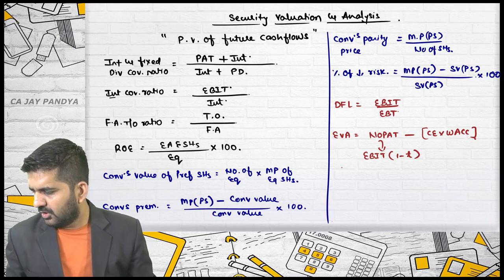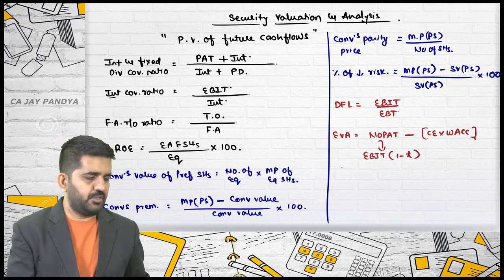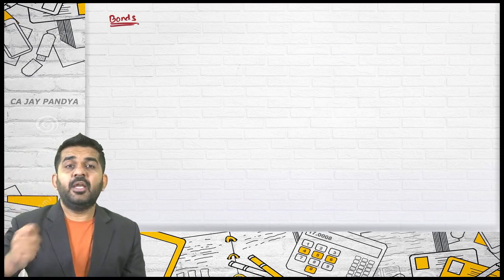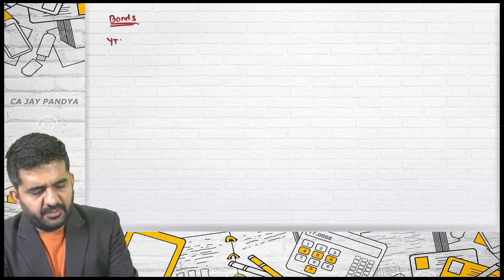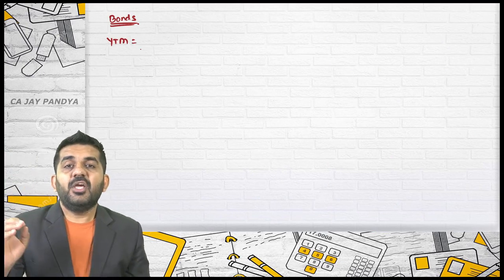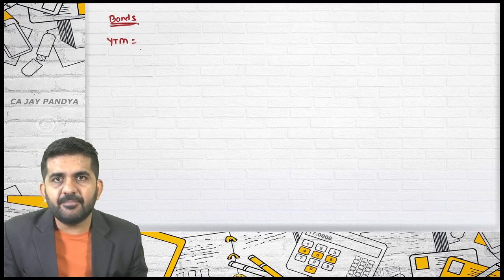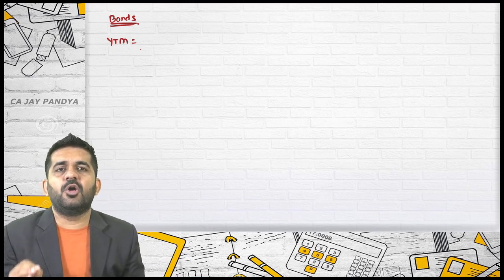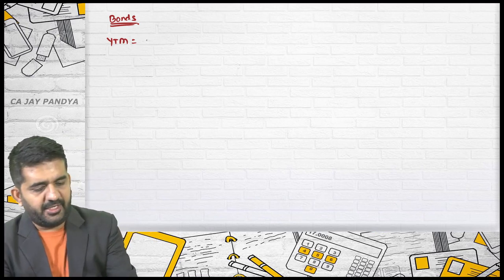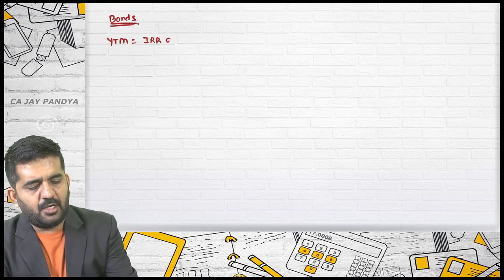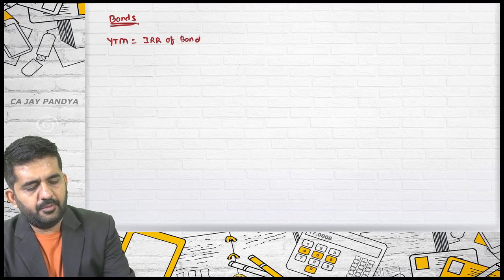Then we went to bonds. Let's do it. In bonds, what was the first concept we learned? YTM. If you purchase the bond today at the market price prevalent in the market, and if you hold this bond up till maturity, what is the rate of return you are earning? It is nothing but the IRR of the bond. Actual rate of return of the bond.